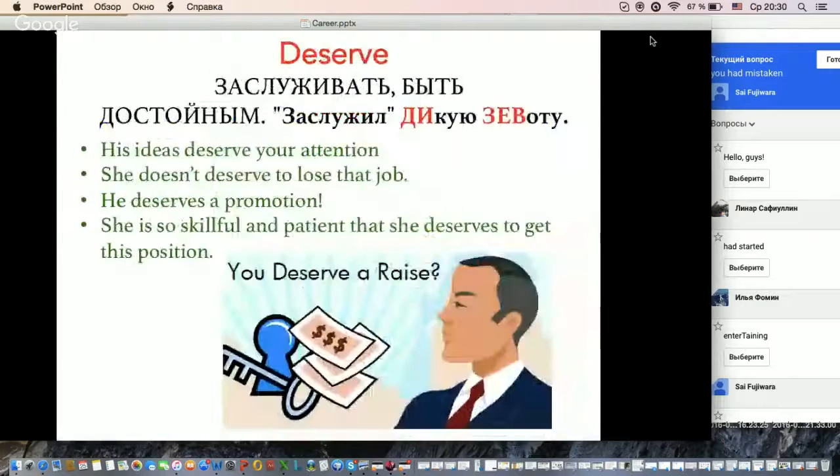Alright, so let's, for example, use the verb to deserve, заслуживать. So you can use it in quite different ways. You can use deserve attention. He deserves respect, заслуживает уважения. He deserves some job. He deserves promotion. He deserves a good salary. So anything. It deserves your time. So this job is so great, it deserves your time. Эта работа такая классная, она заслуживает того, чтобы ты посвятил какое-то время.